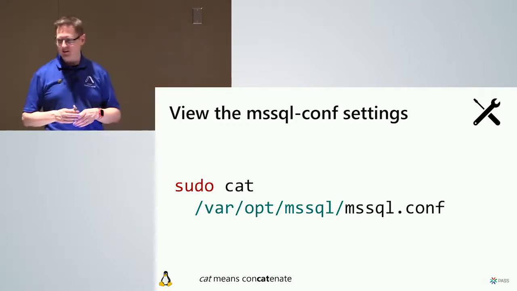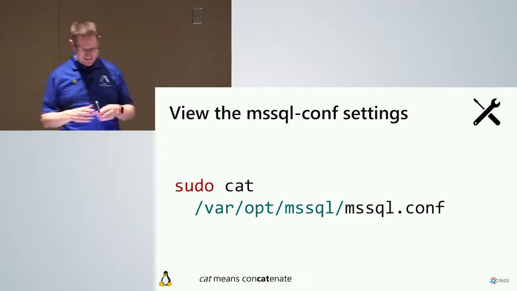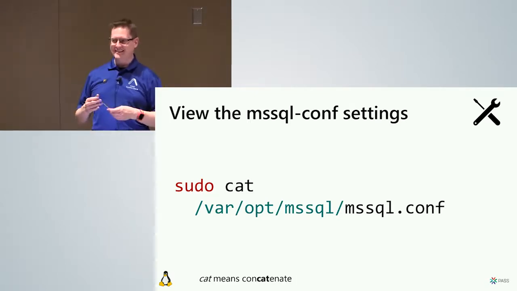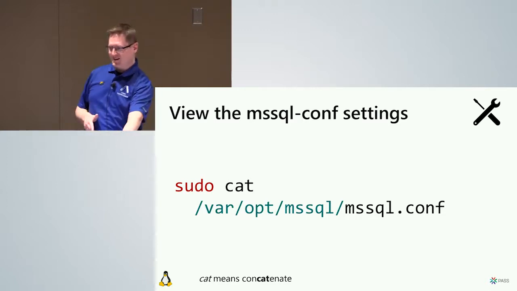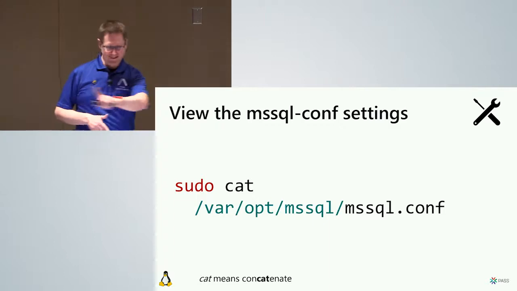I've, in fact, mistaken myself. So I'm wrong. There, I fixed it. Cat means concatenate. I always say catalog. Cat means concatenate. That's why I have it on the slide, because I always get it wrong. You see? See?